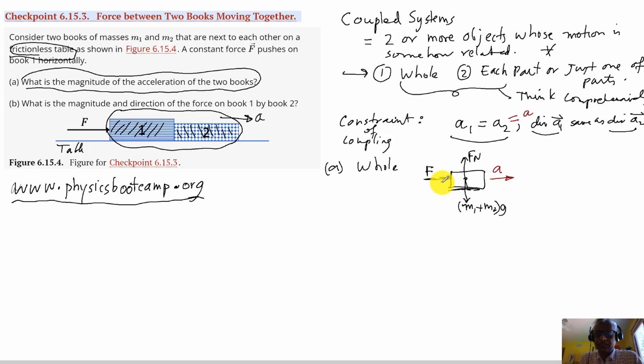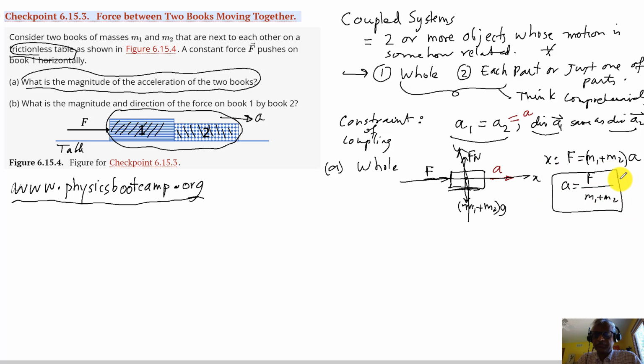Okay, so it's very easy to see that there is the x-axis and the y-axis. The weight and normal force are vertical, so everything else is along this direction. So the x motion looks like F equals m1 plus m2 times A. And so A is just F over m1 plus m2. So that's A, and of course this is equal to A1 equals A2 for the two books.